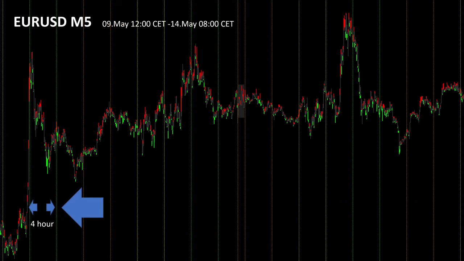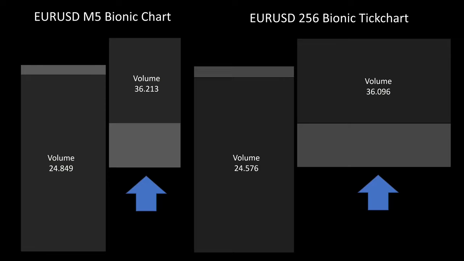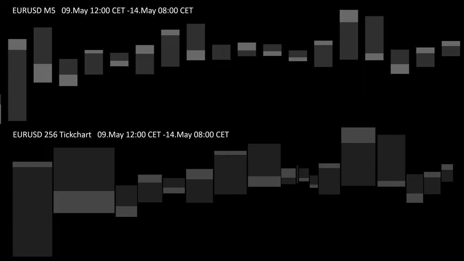The number of candles is basically always the same. In the 256 tick chart, 3 times as many candles appear at the same time because the volatility was very high at that time. While there is no difference in volume, there is a difference in the number of candles. The upside: when volatility is higher, more candles are formed, and this allows us to see deeper into the market.